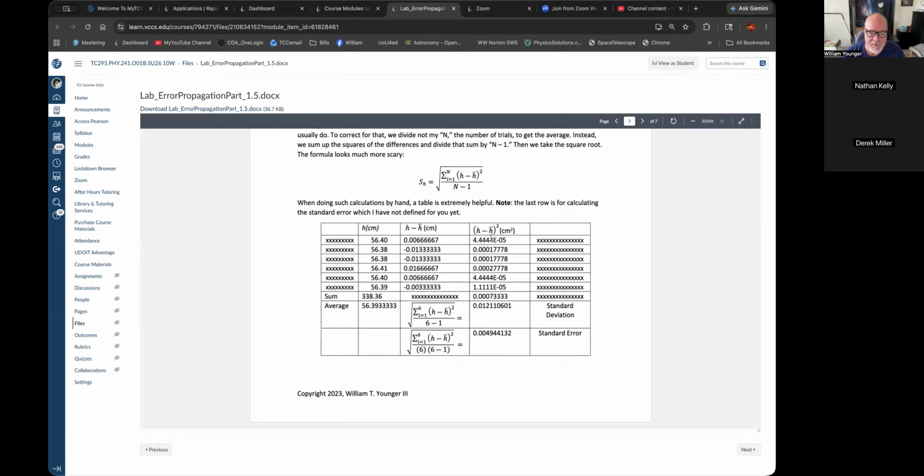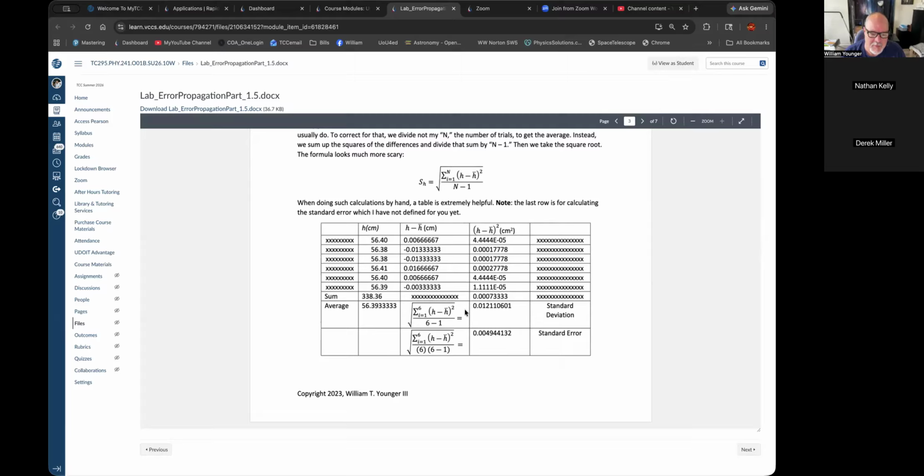So this is the deviation squared for the first trial, for the second trial, third trial, fourth trial, fifth trial, sixth trial. And just like the formula says, we are supposed to add up the squares of those deviations. This 0.0007333 is exactly what we get when we did that sum.